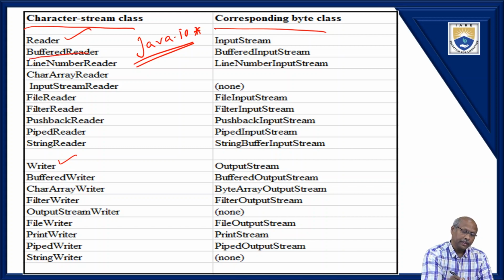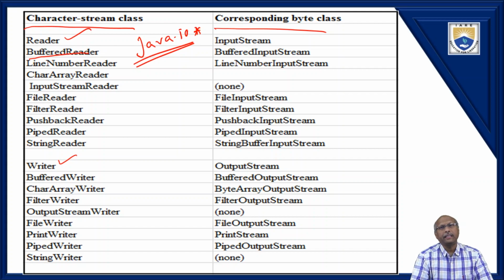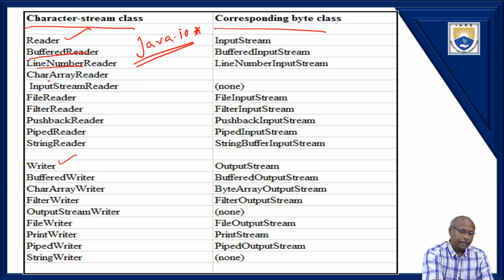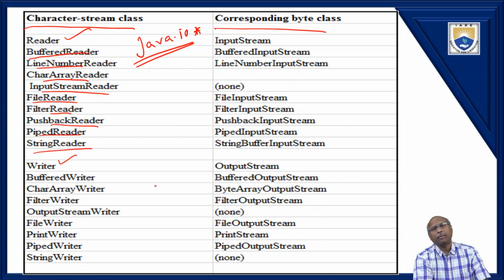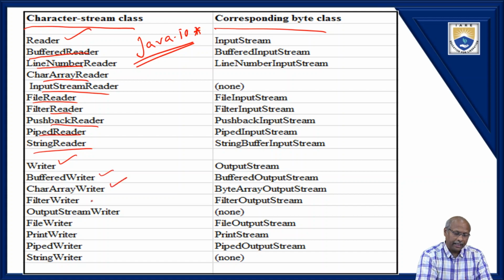BufferedReader. This is the class which will read the data from a buffer. This buffer may link with some file or it may deal with some InputStreamReader also. Similarly, LineNumberReader, CharArrayReader, InputStreamReader, FileReader, FilterReader, PushbackReader, PipedReader, StringReader. There are various types of reader classes available under character streams. Similarly, under Writer also there are various classes: BufferedWriter, CharArrayWriter, FilterWriter, OutputStreamWriter, FileWriter, PrintWriter, PipedWriter, StringWriter.